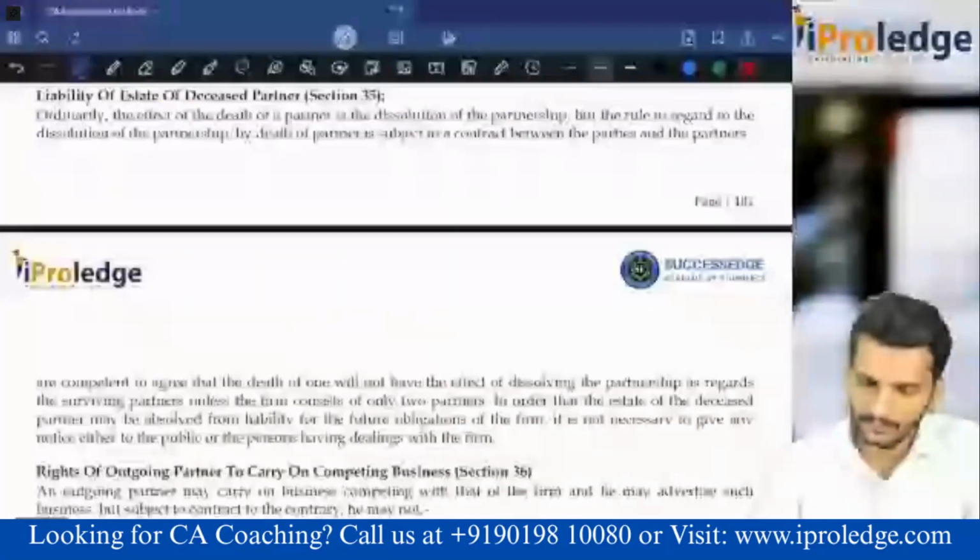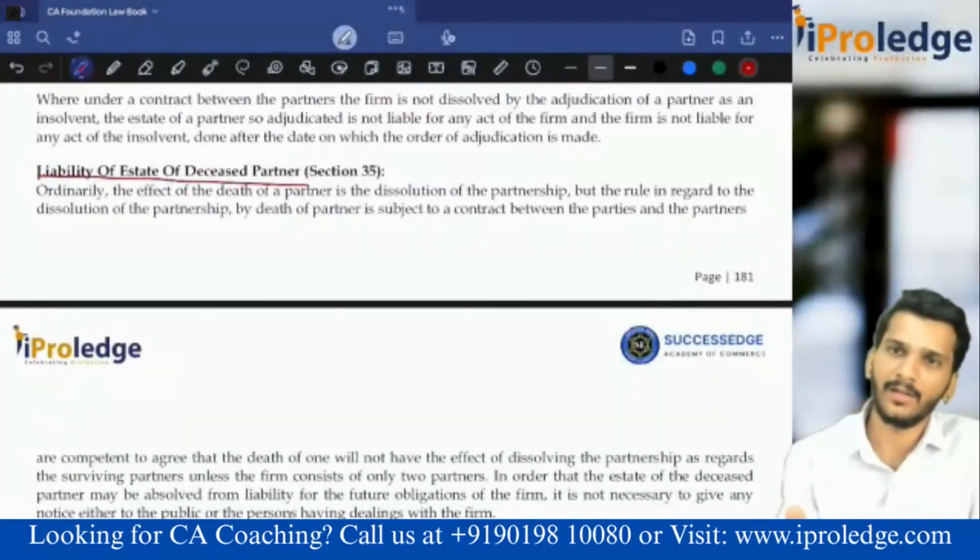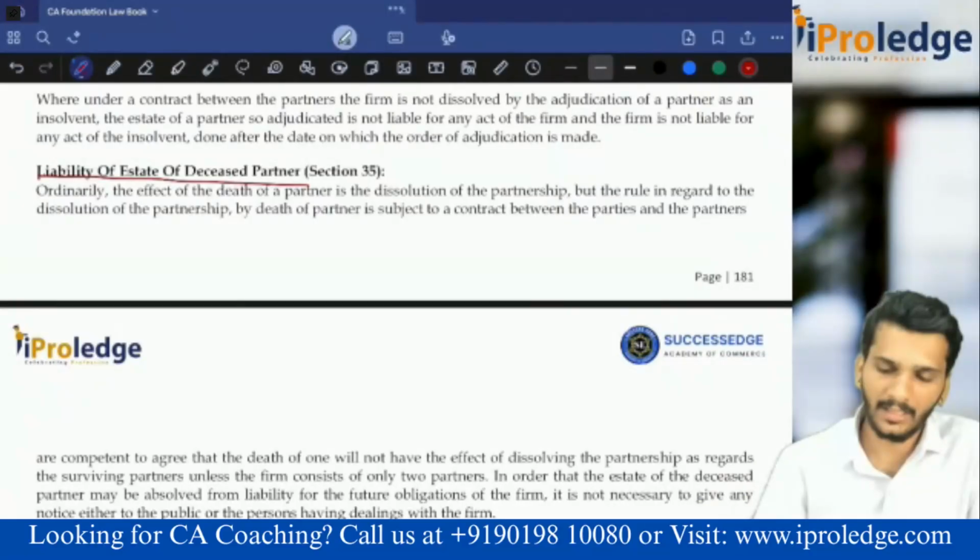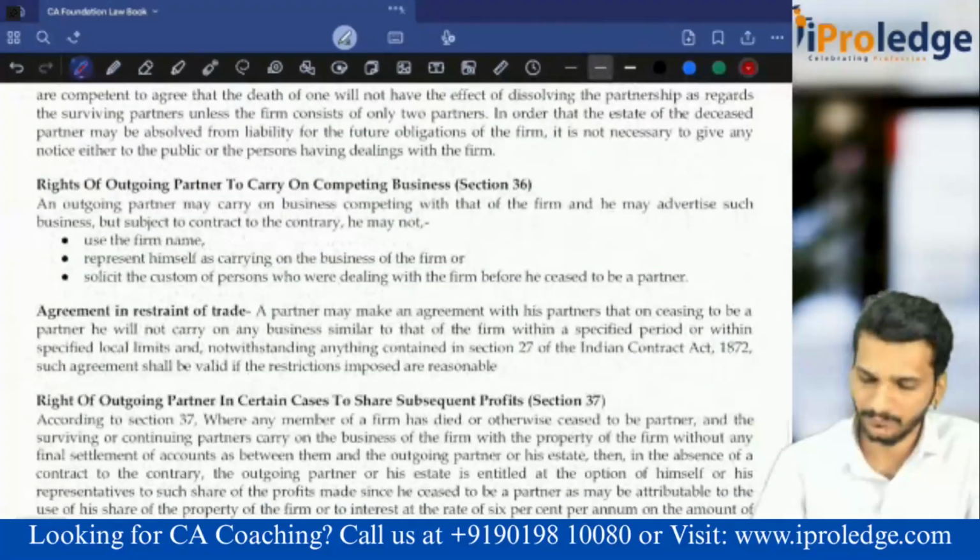Liability of the estate of a deceased partner, I said, what is that? Till the date of his death, whatever the liability is there, his property is liable, and the legal heir is liable to the extent of property inherited.